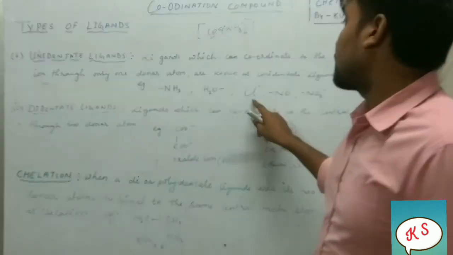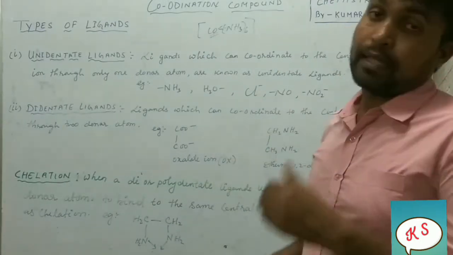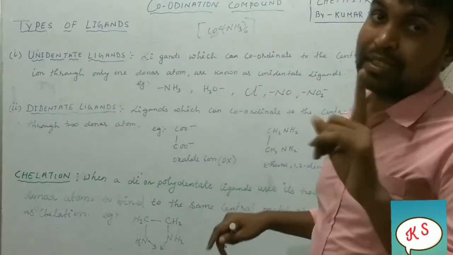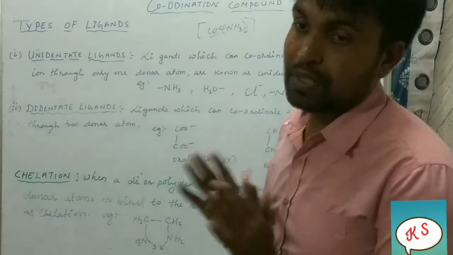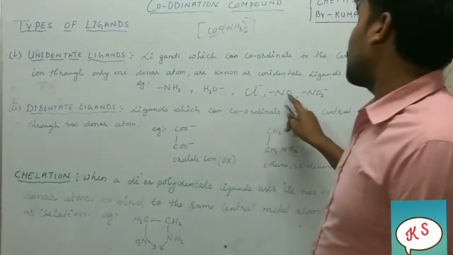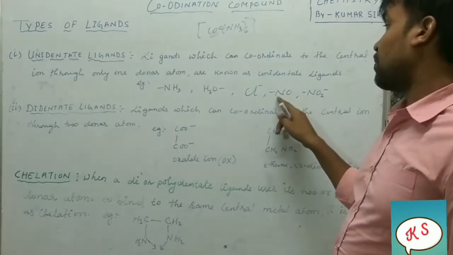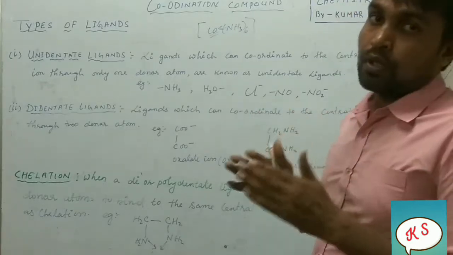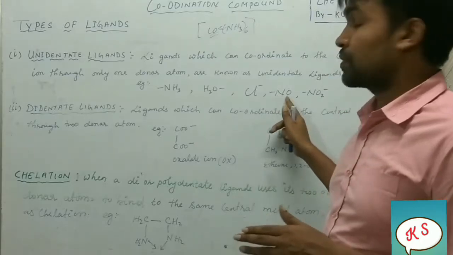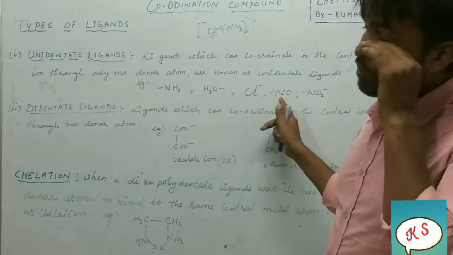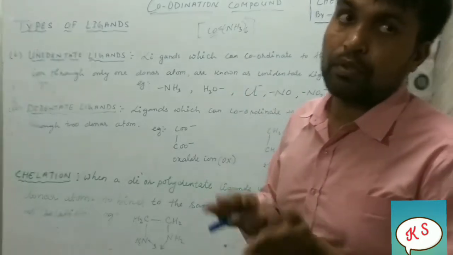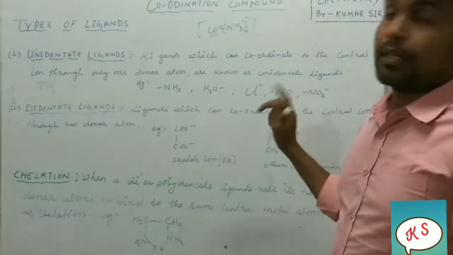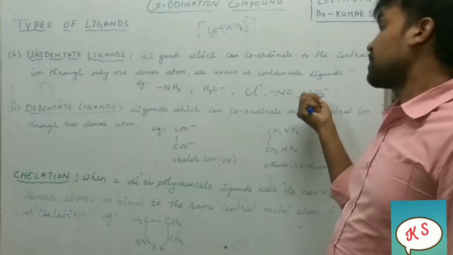Another one, Cl, that means all the halogen groups, they are also examples of unidentate ligands. NO, in NO you will find that the bonding will be done through N, not through oxygen. So this is also an example of unidentate, because all bonding will be done only through nitrogen, not through oxygen. Another example is NO2 negative. Here also bonding will be done through N.